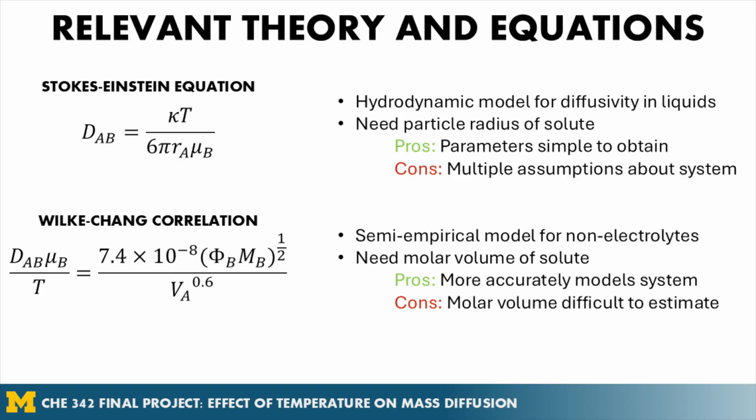All right, so there are a couple of different equations that we can use to calculate the diffusivity of liquid solutes in liquid solvents, the first of which being the Stokes-Einstein equation. This is a pretty simple equation, and all we really need here from the solute is the particle radius. Now, the other parameters are also simple to obtain, but the kicker here is that we have to make a couple of assumptions about the system that doesn't truly depict what's going on, including the radius of the solutes.